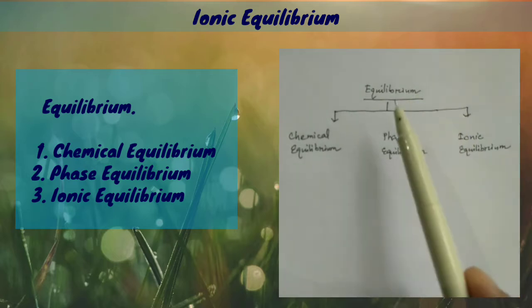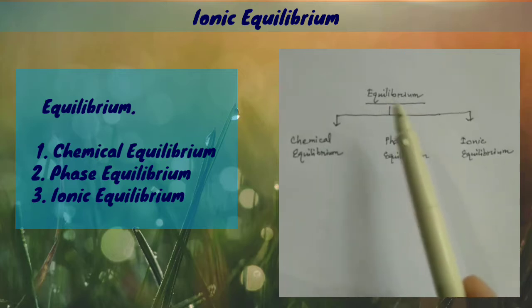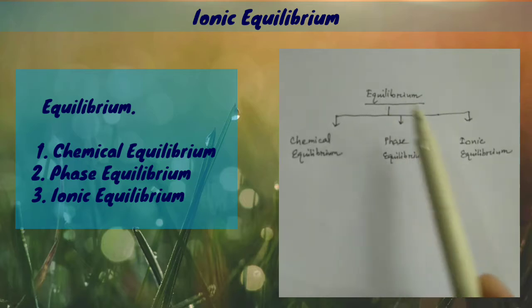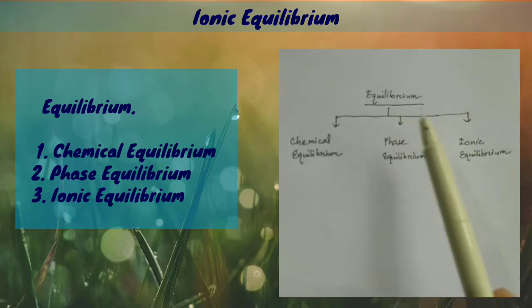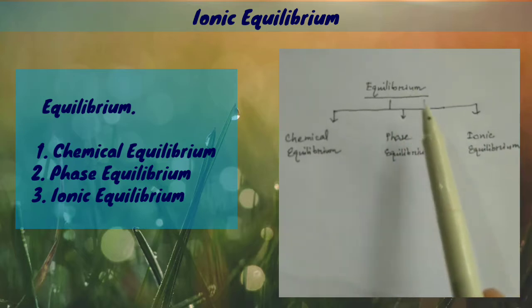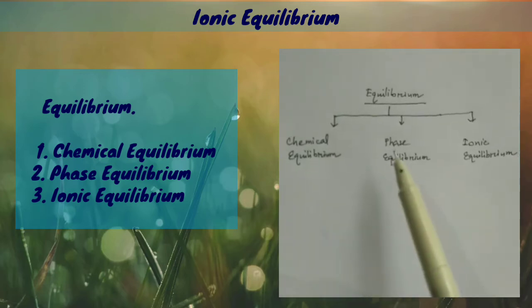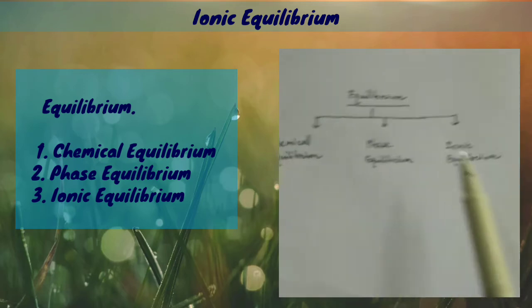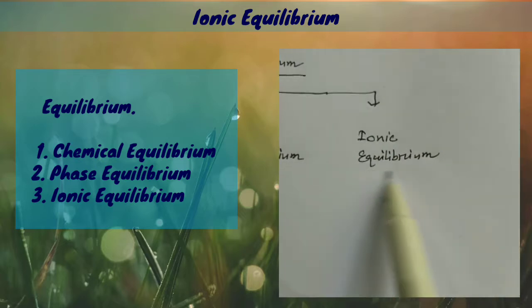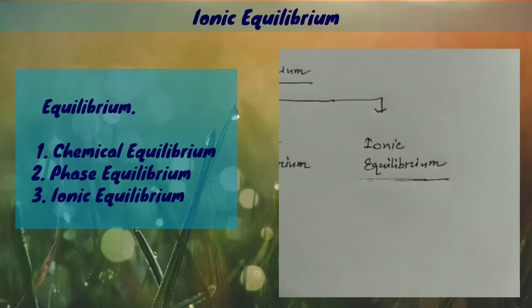If a process is not reversible, then we cannot use the concept of equilibrium in a one-directional reaction. Mainly, equilibriums are of three types. The first is chemical equilibrium, the second is phase equilibrium, and the last is ionic equilibrium. We're going to mainly discuss ionic equilibrium in this class.